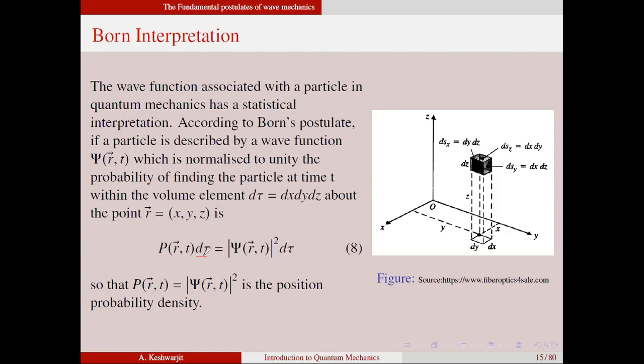Now, if I want to find the probability of finding the particle inside a finite volume element, what should we do? We should integrate this expression over this volume, which can be represented by V prime. So if this is a finite volume represented by V prime, then the probability of finding the particle inside this finite volume V prime is nothing but the integral of this expression over the volume V prime.